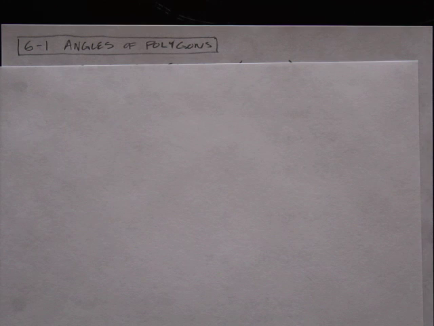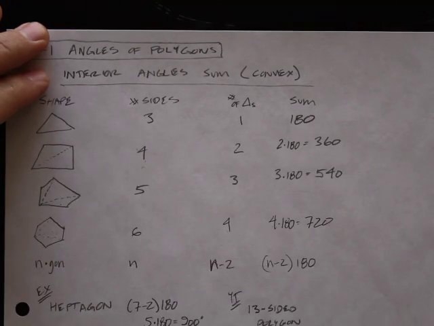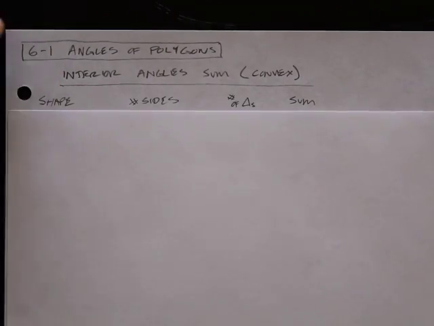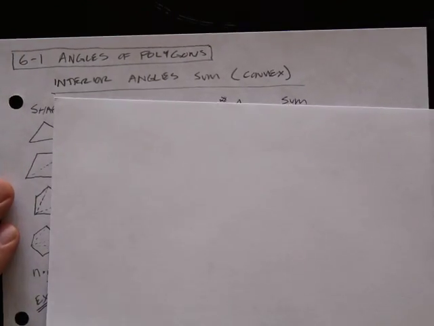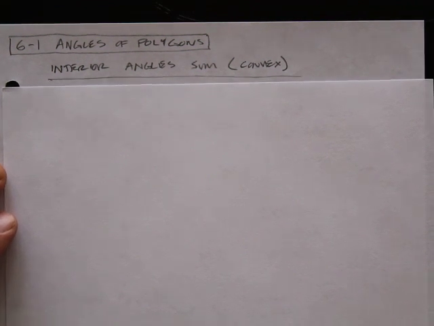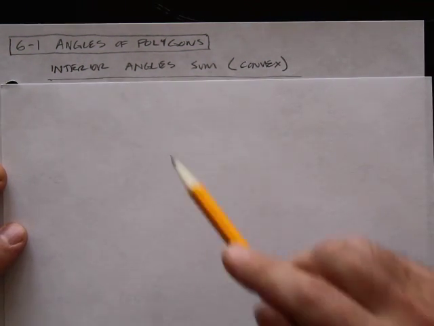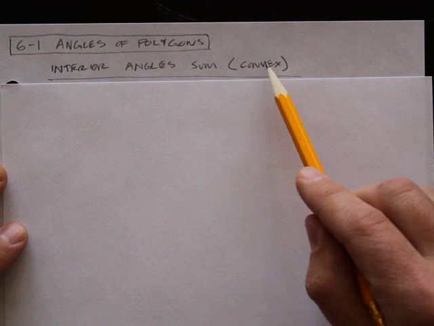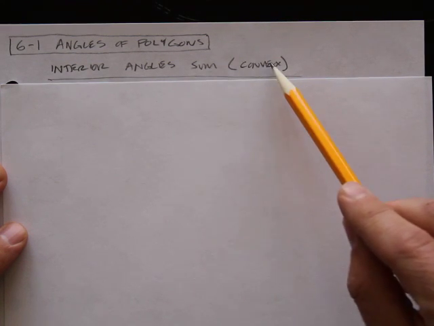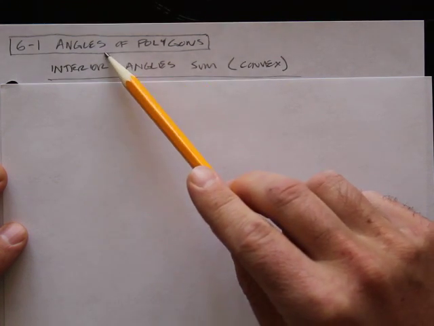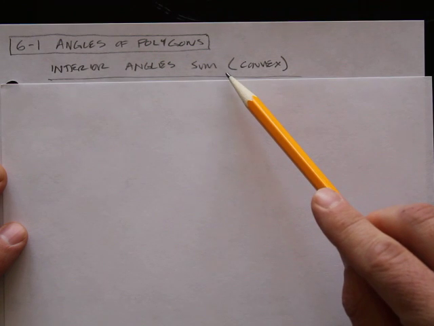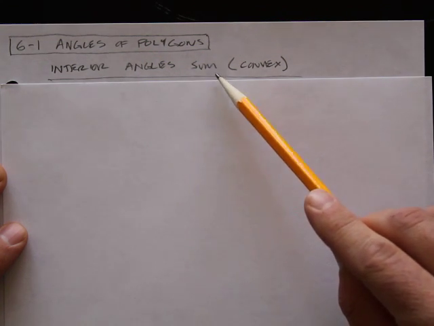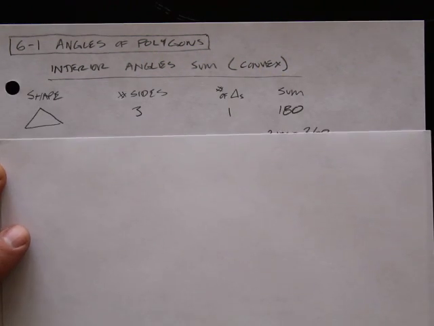Geometry 6-1, angles of polygons. So for these notes, I'm going to just show you some stuff, and then we'll work some problems out with you as well. So we're going to start with creating this chart, the interior angles sum. And now we're talking about convex polygons here. Angles of polygons, interior angles sum.